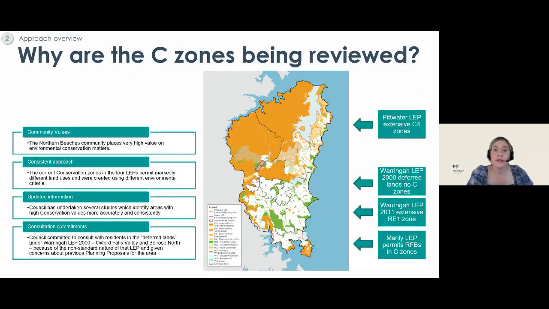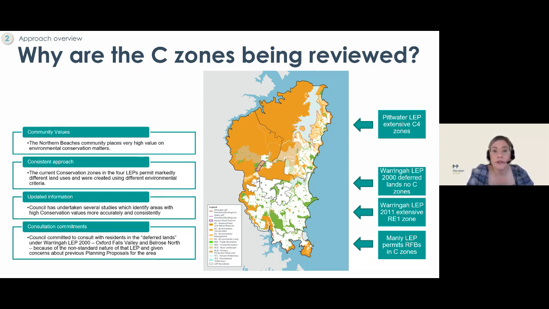Why are the conservation zones being reviewed? Across Pittwater, Warringah and Manly, there is a variation in how the conservation zones have been applied in terms of their environmental values, their criteria, the spatial application and the range of land uses that have been permitted. The map on the right shows the differences across the Northern Beaches. So for example, a lot of Pittwater is included in the C4 zone, which is that light brown colour. Warringah, on the other hand, has limited use of C zones. And Manly, you see C zones along the foreshore and adjoining national parks.